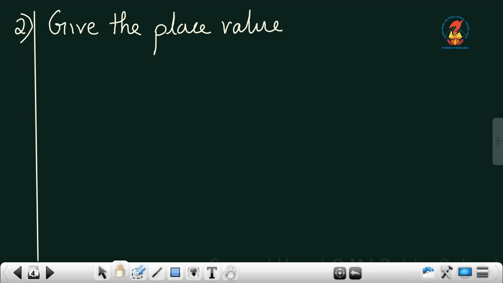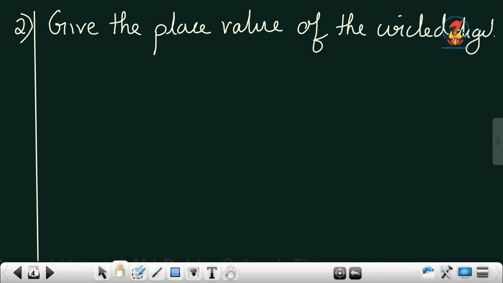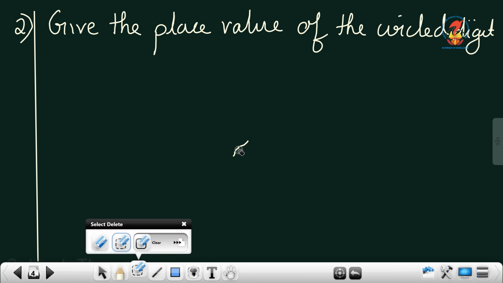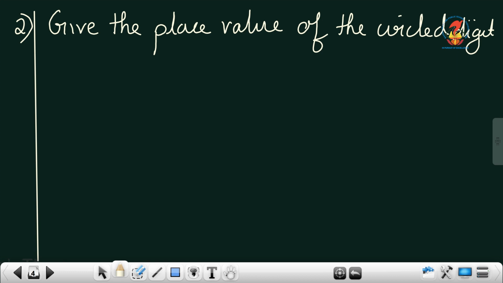Give the place value of the circled digit. Give the place value of the circled digit. Here you have to give the place value according to the international system. It's all the same. 234,198. Here the circled digit is 3.